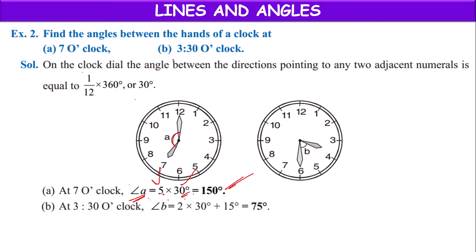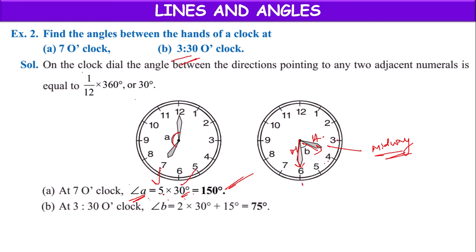Now at 3:30, the hour hand will be between 3 and 4, midway between 3 and 4, and the minute hand will be at 6. This is the hour hand and this is the minute hand. Now what is the angle here?